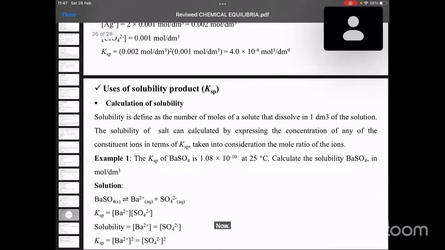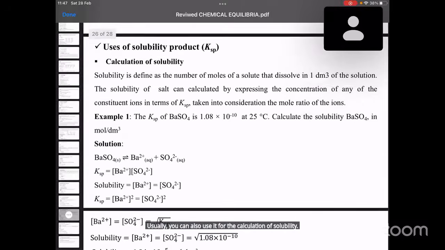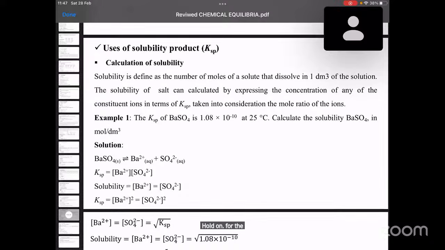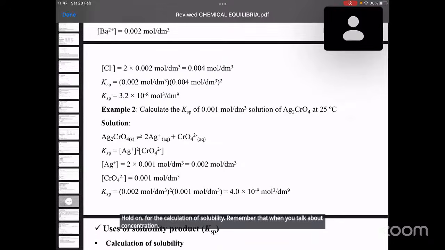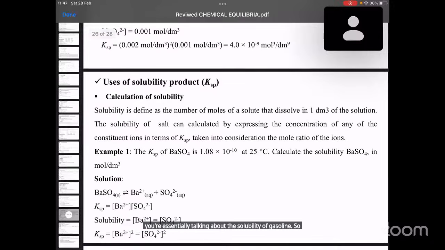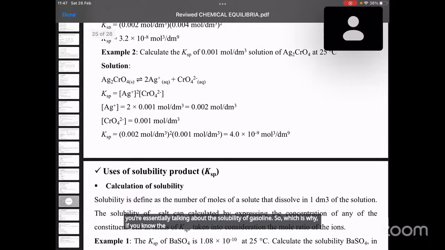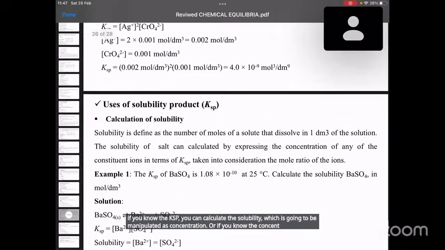Now, what do you use solubility product for? You can also use it for the calculation of solubility. Remember that when you calculate Ksp and you talk about the concentration of that salt, you're essentially talking about the solubility of that salt also. So if you know the Ksp, you can calculate the solubility, which is going to be manipulated as concentration. Or if you know the concentration, you can calculate the Ksp.